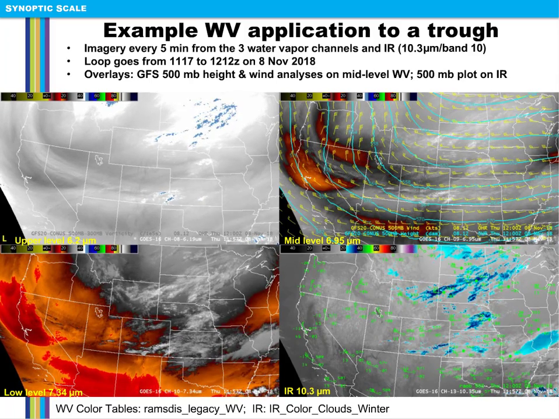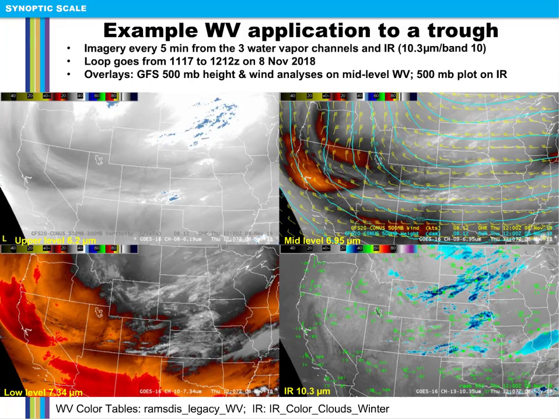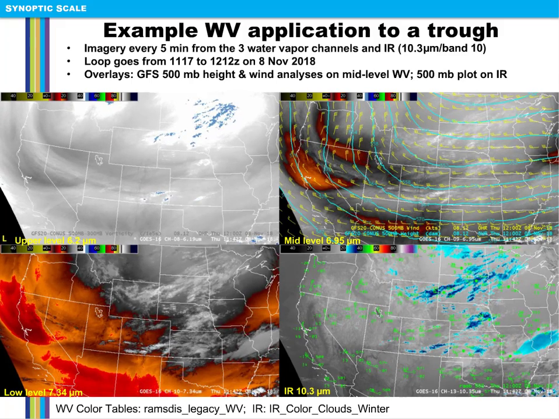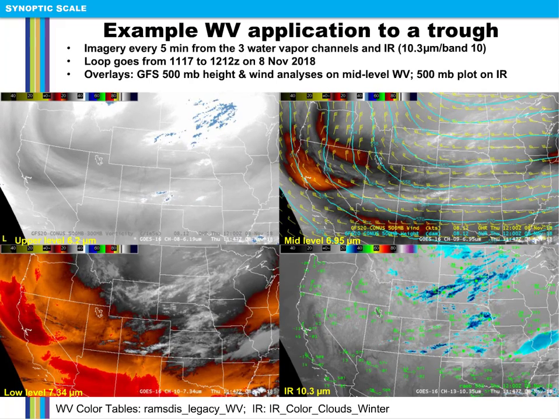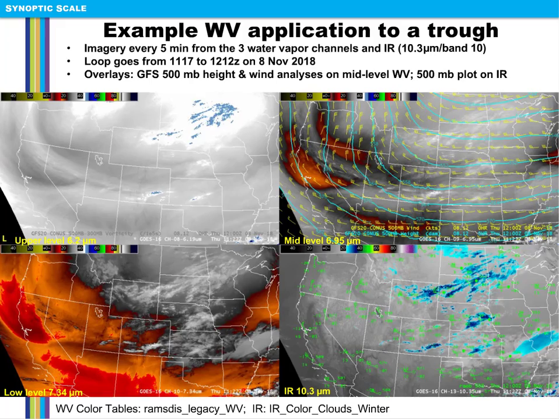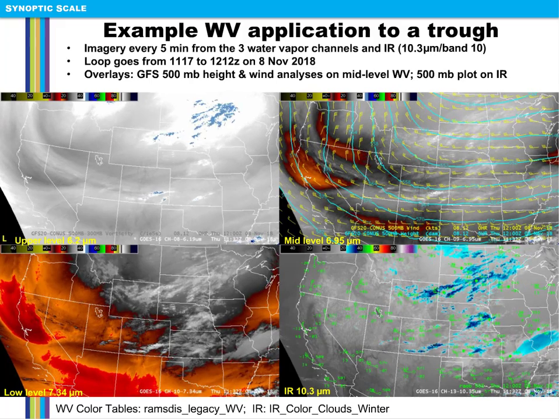hence the warmer brightness temperatures. Strong winds and very dry conditions behind this feature set up conditions for high fire danger on this day, and in fact the very destructive Camp Fire in north central California developed a little after this time, around 1430 UTC.